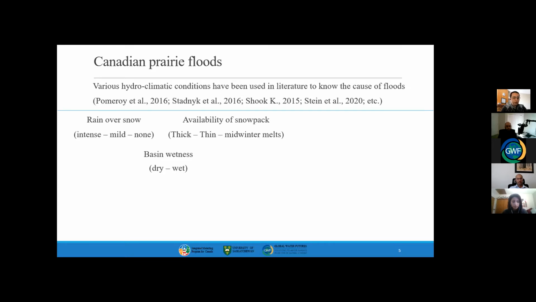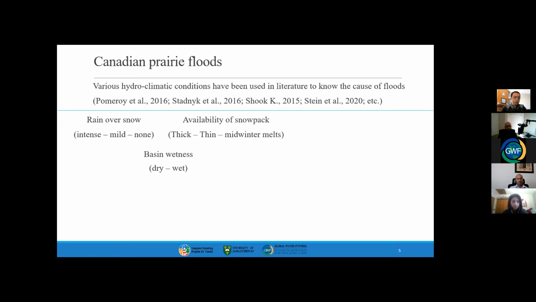There could be a thick layer of snowpack with high snow water equivalence or just a thin layer prior to the spring flood. Also, the midwinter melts could play an important role in depleting the snow water equivalence of the accumulated snow cover, which usually occurs in the southwestern region of Alberta due to a warm wind coming from the Rocky Mountains, typically called the Chinooks.